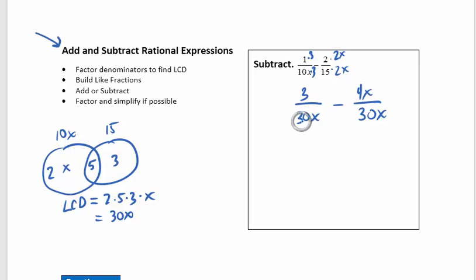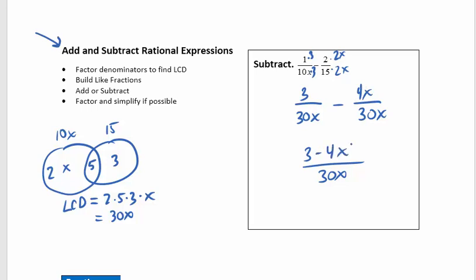Now that I have a common denominator with these rational expressions, I can go ahead and subtract them. And remember that when I add or subtract fractions, or in this case rational expressions, the denominator stays the same. So I know my denominator is going to be 30x. Now I would look at the numerators to subtract. Well, 3 minus 4x is what I have there.